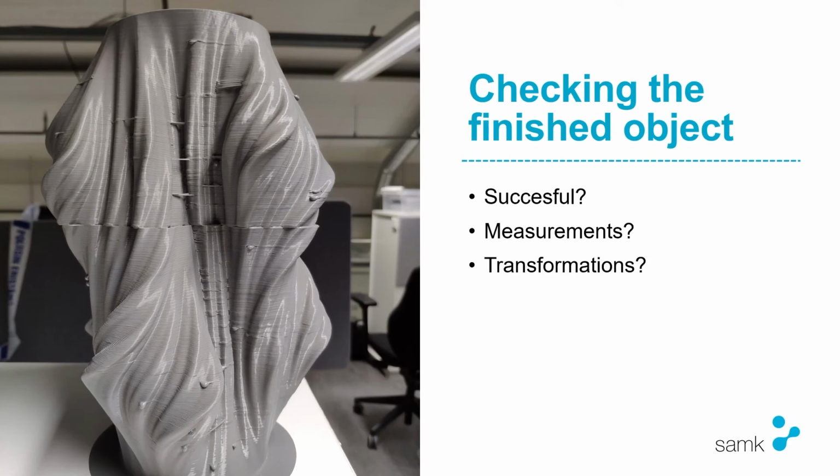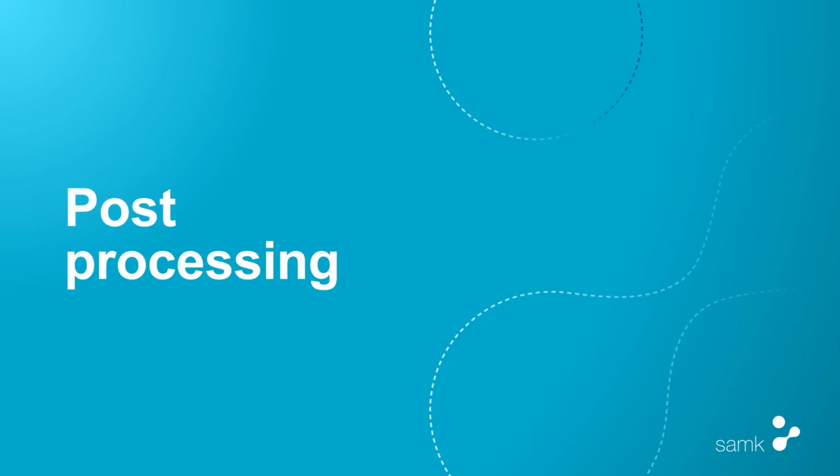Was it successful? How are the measurements? Are there any deformations in the object? In the image you see here, it wasn't successful. It had a layer skipped, and there are quite a lot of blobs of material on the part. If the measurements are incorrect, we can go back to the 3D modeling software, change a few measurements, and start the print all over again. So what about post-processing?